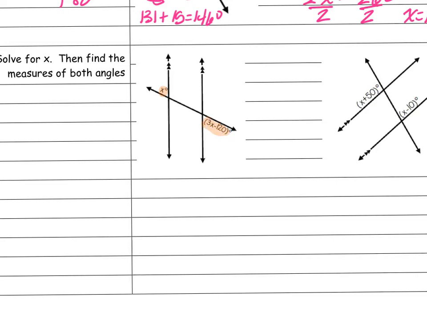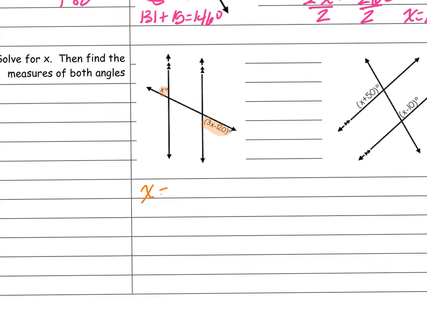Well, they're on opposite sides of my transversal, so that's what I know. They're opposite sides of my transversal, and they're on the outside of my parallel lines. So they're alternates, and they're exteriors, that means they're congruent. So that means that they're equal to each other.